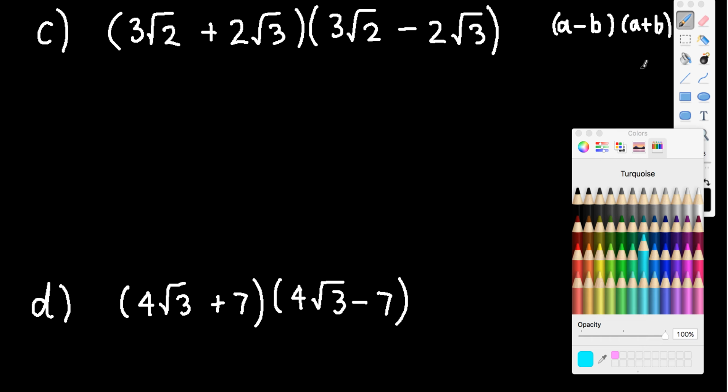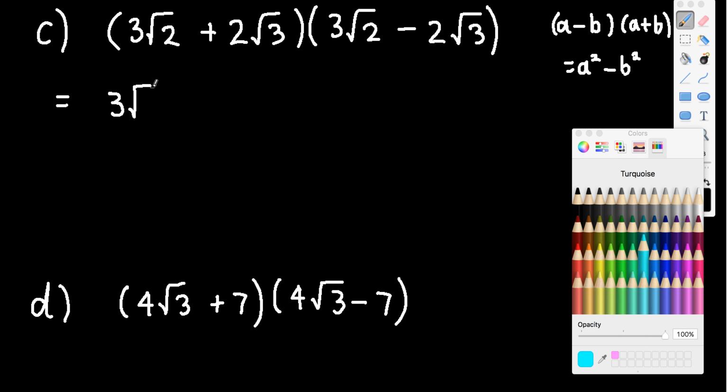I've written it the other way around, as you can see, because sometimes the first bracket could have the negative in it. So don't be alarmed by that. So let's start off. We know that this is going to expand out and simplify to a squared minus b squared.